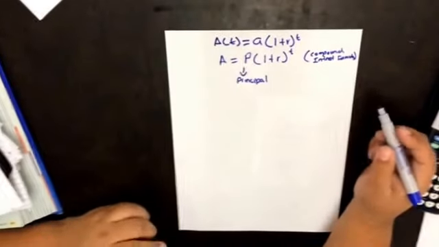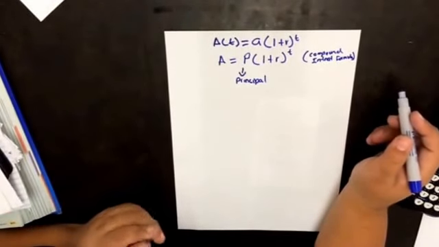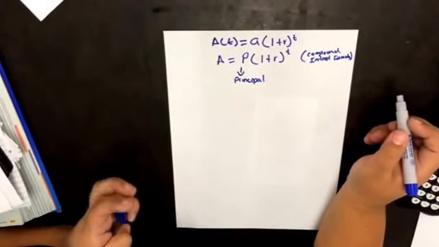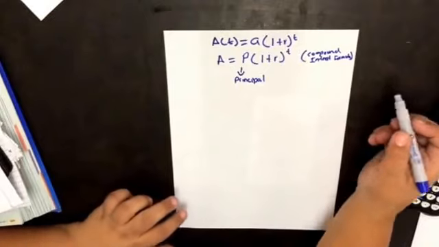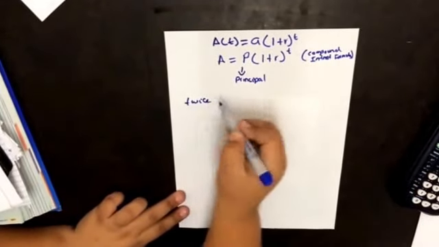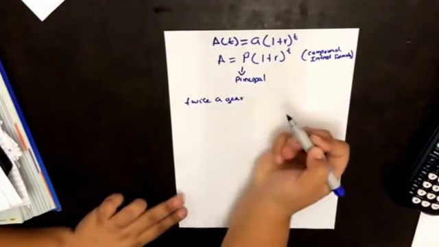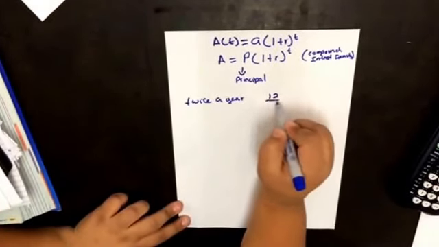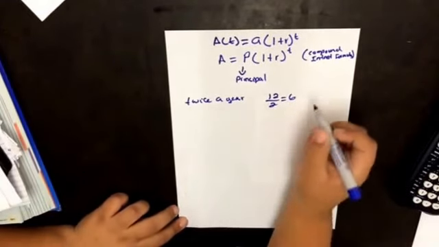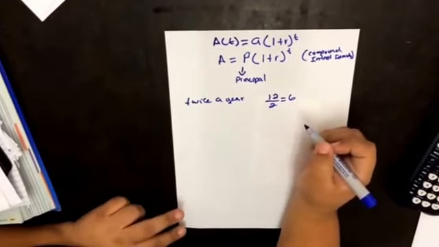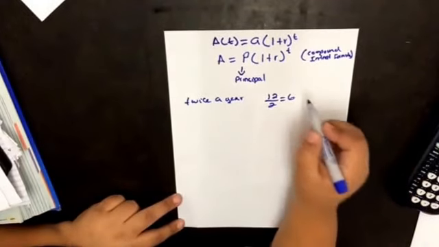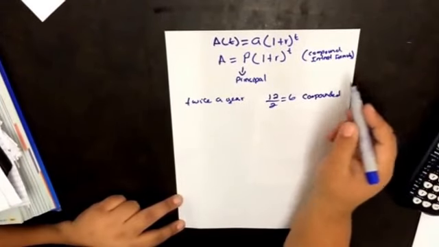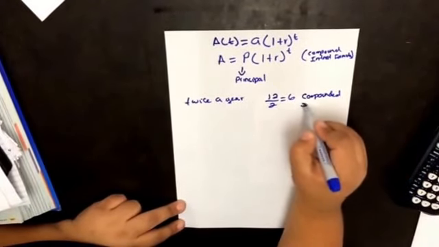So what if we want to invest or save money in the bank and they have plans in which the interest is paid more than once a year? For example, if the interest is paid twice a year, so in a year we have 12 months, we divide by 2, so then we're getting paid interest every six months, and this is called compounded semi-annually.